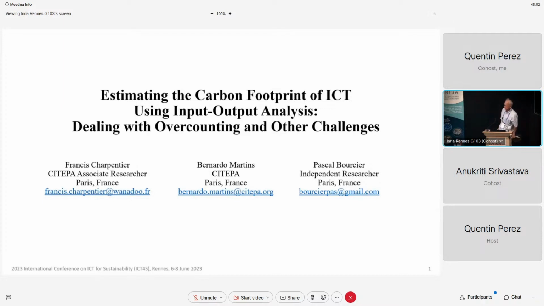I'm going to talk about estimating the footprint of, sorry, not oil and gas, but the ICT. We first looked at a technical point, which was avoiding double counting. And then we saw we could apply this to a question like evaluating the global footprint of ICT.